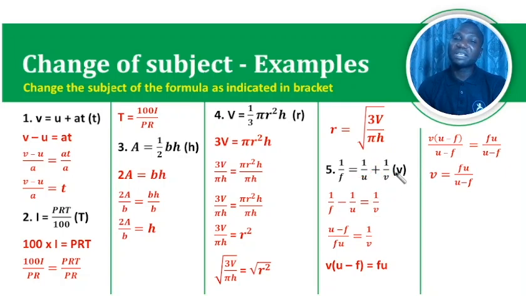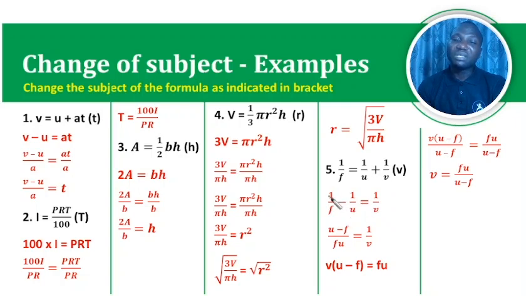So the first thing I can do is to subtract 1 over u from both sides. Subtract 1 over u from this, subtract 1 over u from this, or simply I can just take the positive 1 over u to the left hand side. That will become negative 1 over u. So we're going to have 1 over f minus 1 over u equals 1 over v.